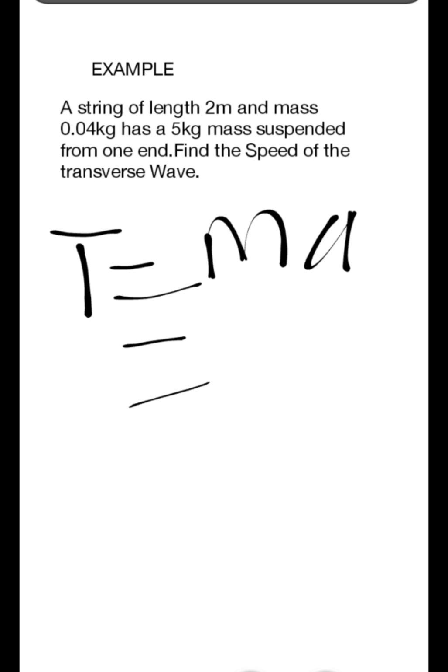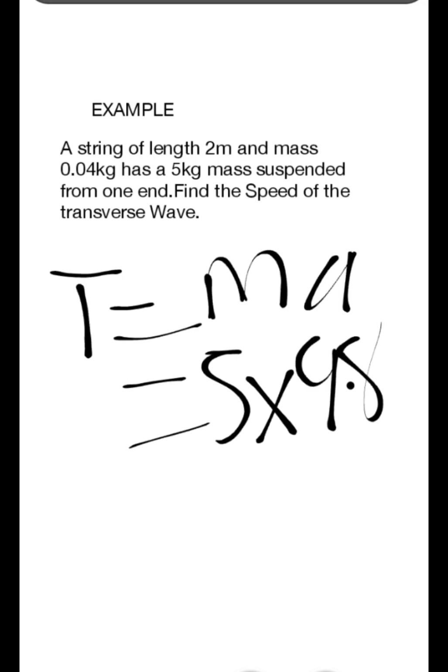So in this case, we get 5 times, what's the acceleration? 9.81. So at the end, the answer we are going to get is going to be 49. So this is our tension. So we go again to find the linear density. So how do we find linear density?